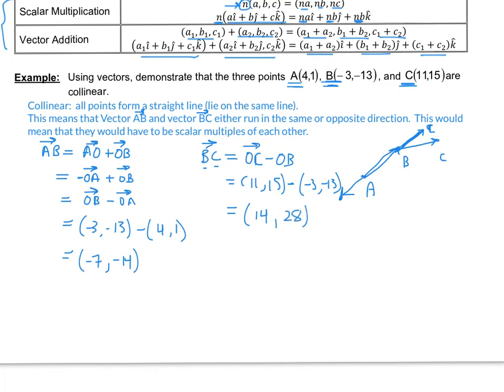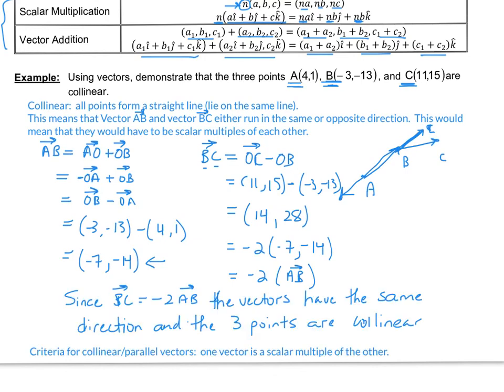If I look at these two vectors, this 14 and negative 28 would really be this vector multiplied by negative 2. So this really is negative 2 times vector AB. So we do have a scalar multiple, and therefore we know that they have the same direction and the 3 points will be collinear.